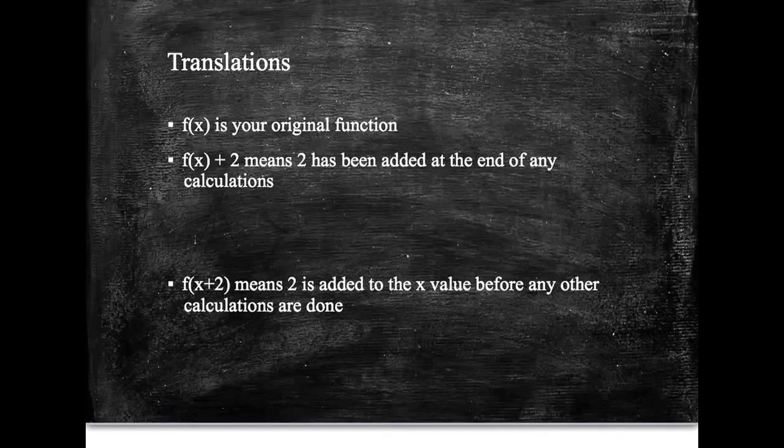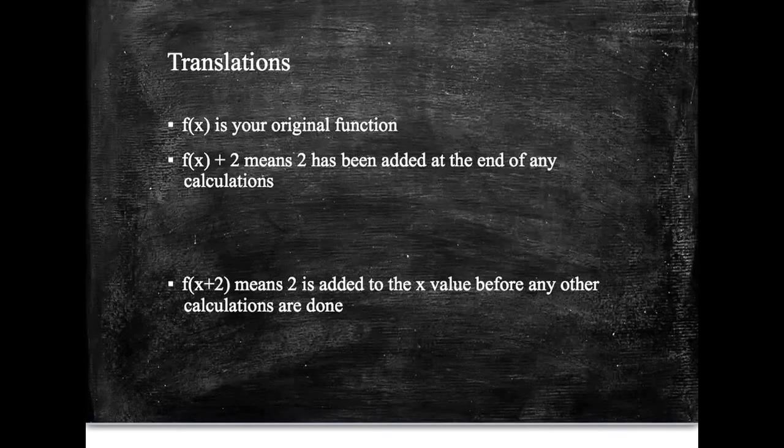Okay? If it looks like this, it means every time you pick a value for x, let's say you pick x is equal to 0. Normally what you'd do is you'd substitute 0 into your function to see what values you got coming out. Now, what this means is if you pick 0, you're not putting 0 into your function, you're adding 2 on first and then doing the calculations. Let's just have a quick look to see what I mean by this.